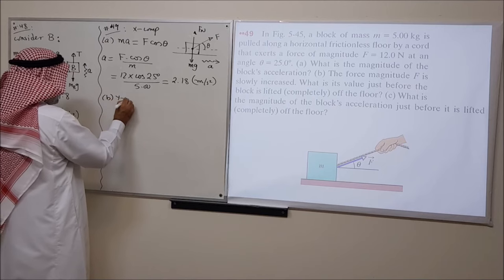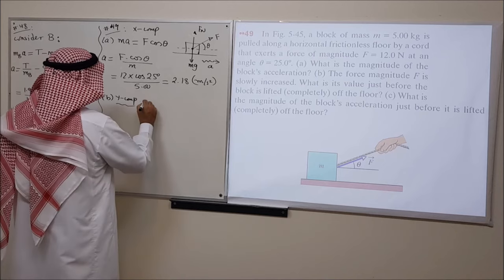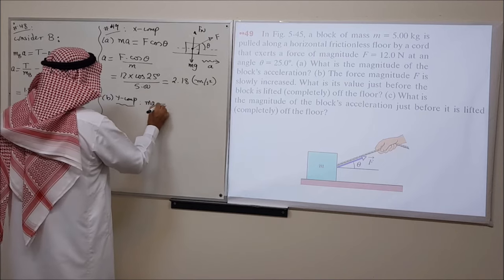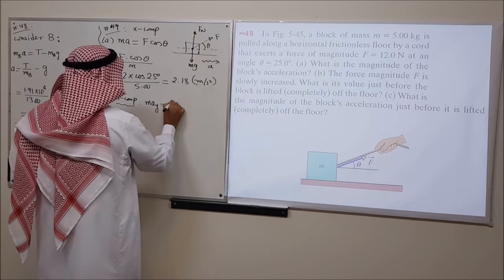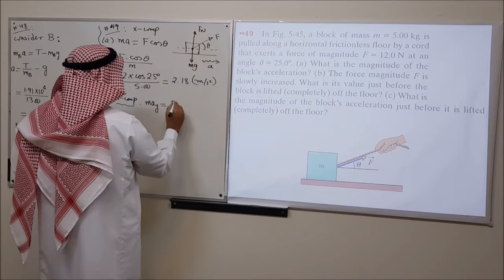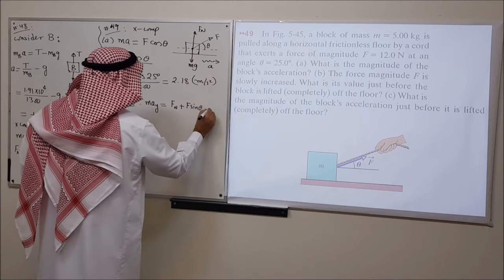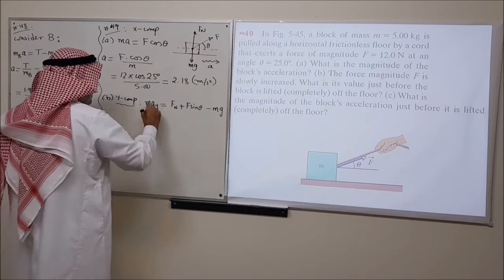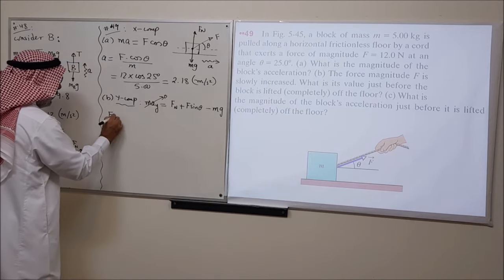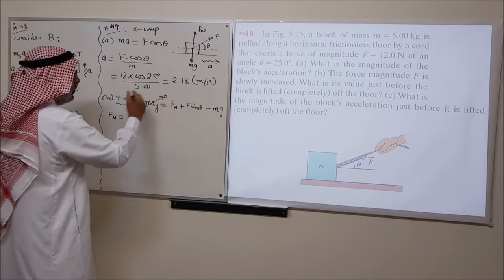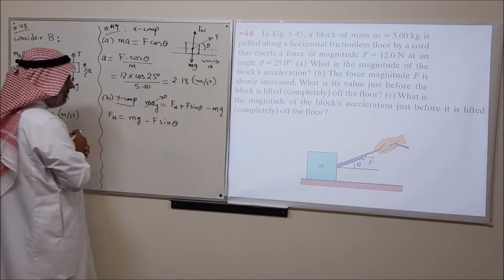To look at the normal force, we have to look at the y component of the forces. What do we have? Newton's second law, m a_y is equal to, now what do we have in the y direction? We have F_N, and then the y component of F, F sine theta, and then the gravitational force, negative mg. There is no acceleration in the vertical direction, and therefore the normal force is equal to, taking everything to the other side, mg minus F sine theta.